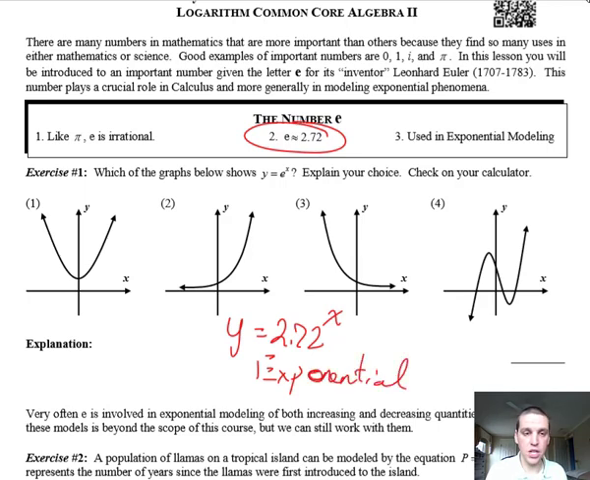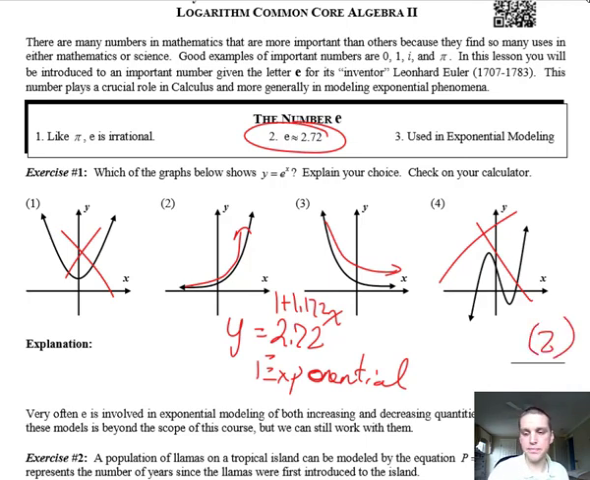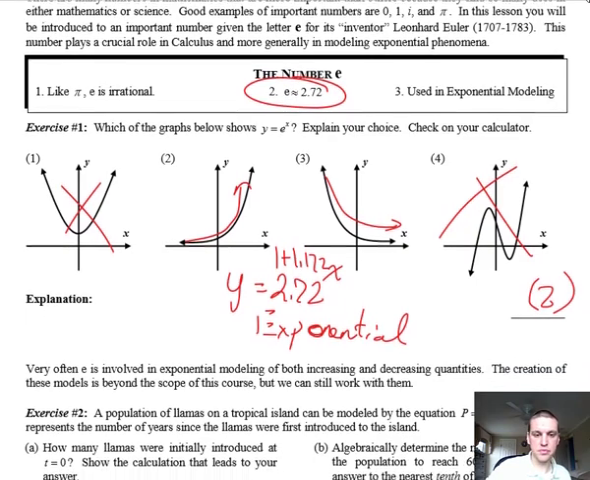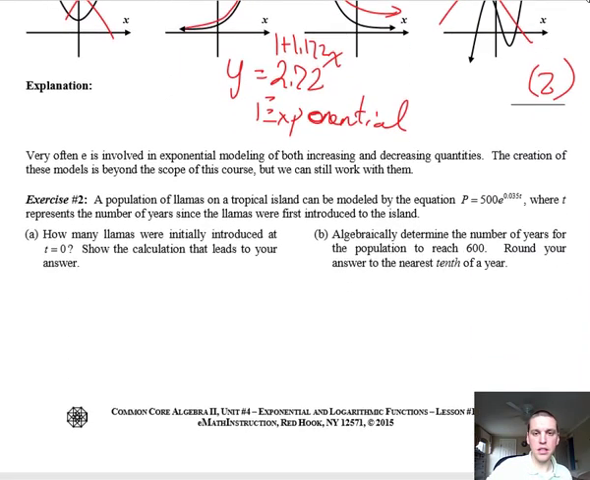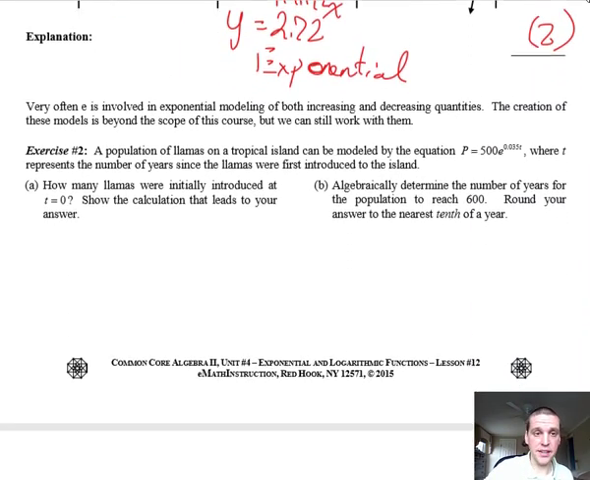So right away, we know that choice 1, which is a quadratic, and choice 4, which is a polynomial, are gone. And then the question is, are we increasing or are we decreasing? Well, 2.72 is greater than 1. We could have written this as 1 plus 1.72. And so therefore, since it's increasing, we know it must be choice 2. And our explanation is what I just said.